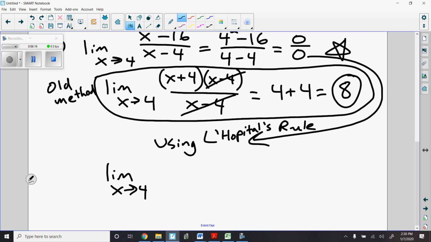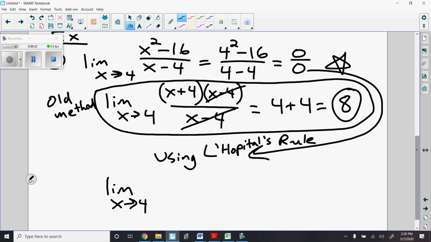And what we can do now is do the derivative of the top and the derivative of the bottom. The derivative of the top here is 2x. Right, minus 16 is a constant. It goes away when we do the derivative. I'm doing the derivative of our original function up here. I get 2x for the derivative of the top, and I get 1 for the derivative of the bottom. Well, 2x divided by 1 equals 2x.